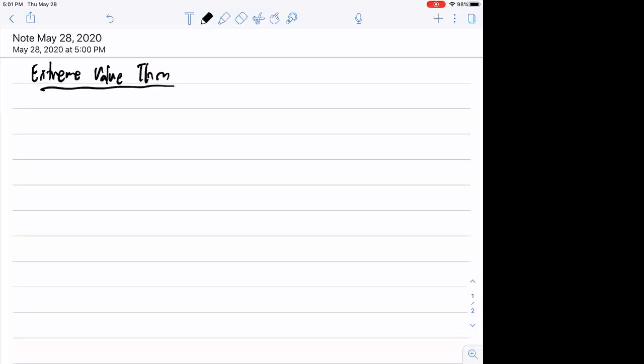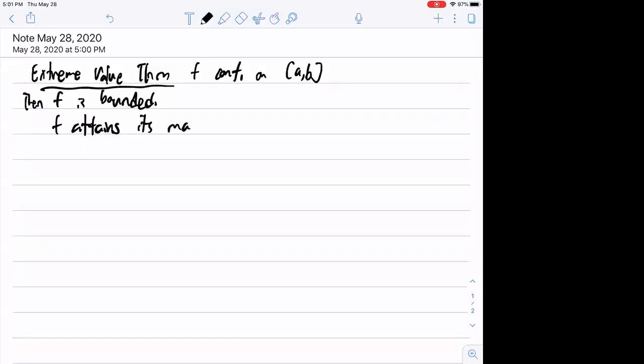Basically it says: f continuous on [a,b], then f is bounded. And we have more than that. It attains its bounds. So f attains its max and min values.